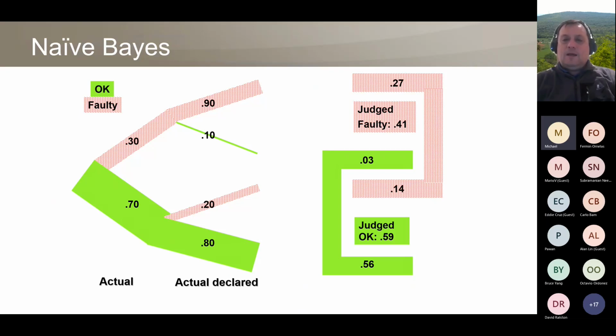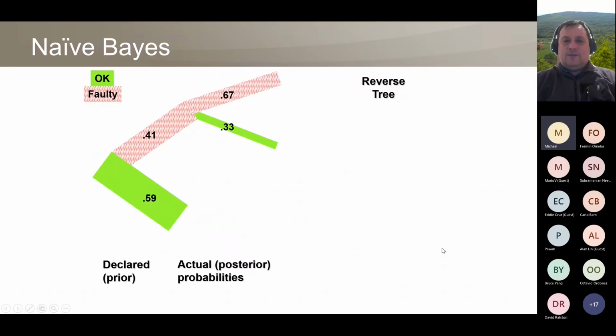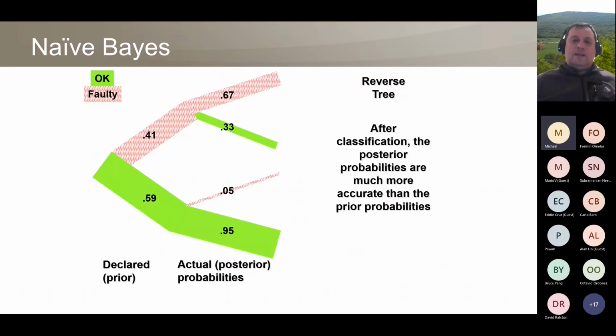And now we use these reverse probabilities. So out of this 0.59, 0.56 are really good and 0.03 are bad. So my probability that after my friend judged that a car is okay, that it is really okay, is 0.56 divided by 0.59. So these are these reverse probabilities, and this means that after my friend judged the car as okay, the posterior probability for me is 95% that this is really okay.